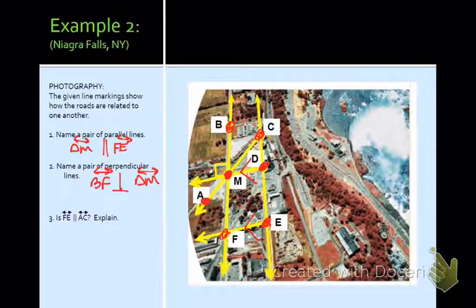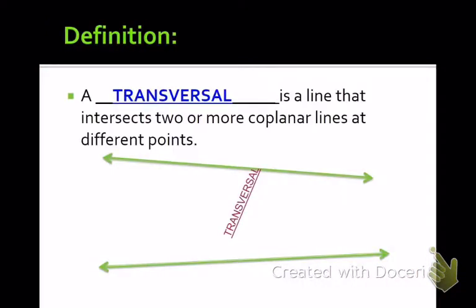Okay. Next question, is line FE parallel to line AC? Well, AC is here, FE is here. The answer is no, not by a long shot, right? They're going to intersect. Even though you can't see it yet, they're going to intersect. Okay? All right. Moving on.